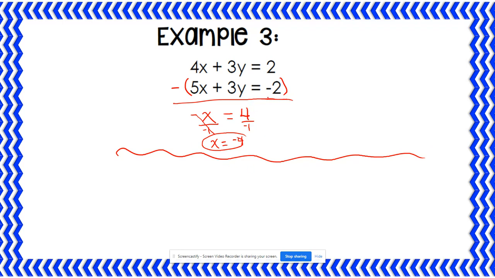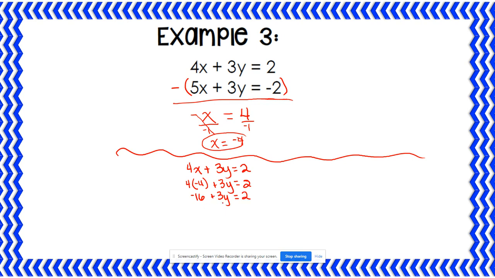Now I'm going to take that and plug it into one of my equations. So if I use my first equation, that says 4x plus 3y equals 2. Instead of x, I'm going to use negative 4. So this is 4 times negative 4 plus 3y equals 2. 4 times negative 4 is negative 16. This is negative 16 plus 3y equals 2.